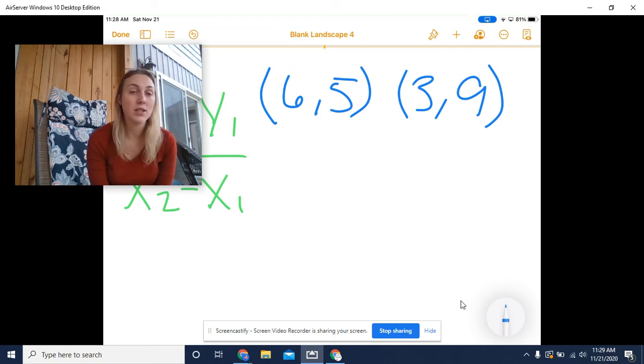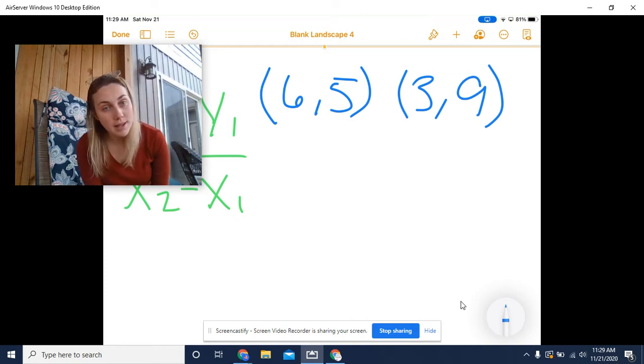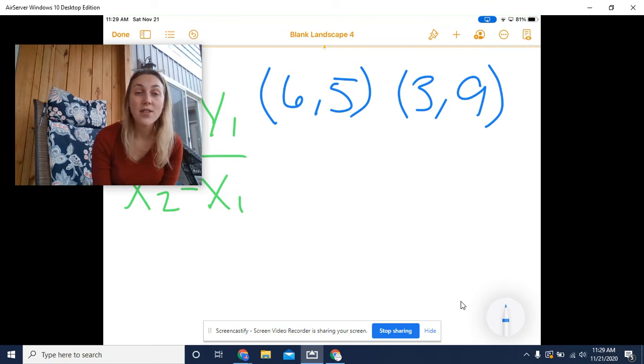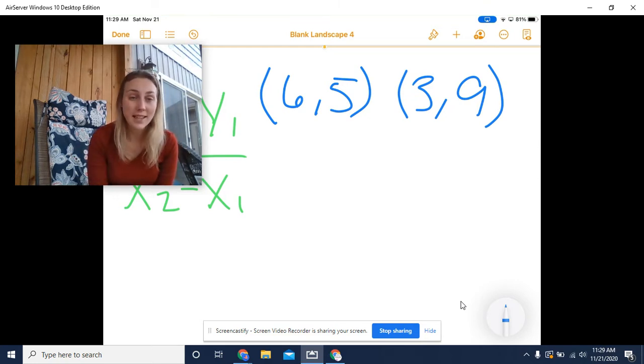The whole point of this video is to help you out with IXL Y.2. What IXL Y.2 is, you're going to have 2 points. The IXL is going to give you those 2 points. You're going to label them, put them into the slope formula, simplify, and you're done. The whole point is just to find a slope using the 2 points that it gives you.